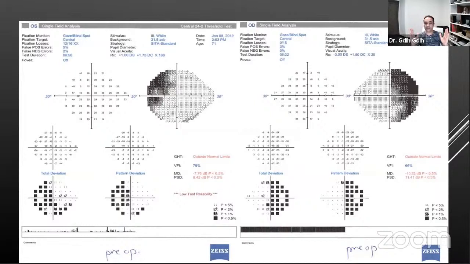Look at the nasal aspects. They're nice and clear on both sides. There's no nasal defect on both of them, on both temporal sides. So she has non-congruous bitemporal hemianopia. Okay, so first thing you want to do, what do you want to do?